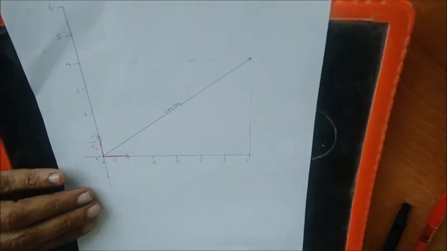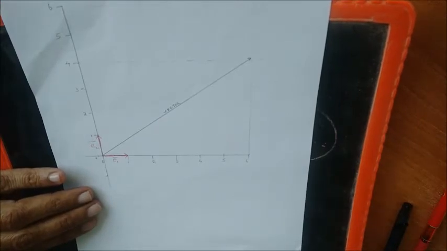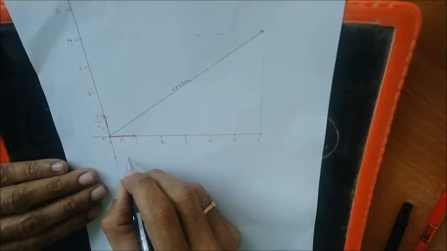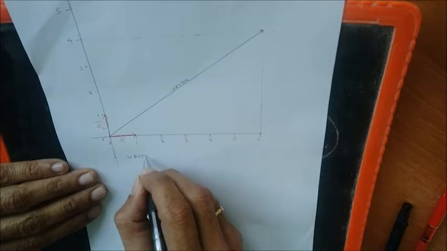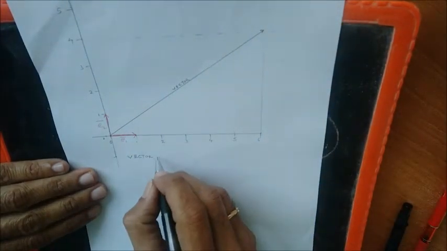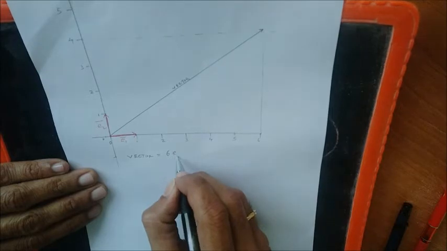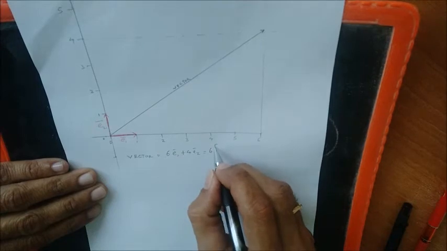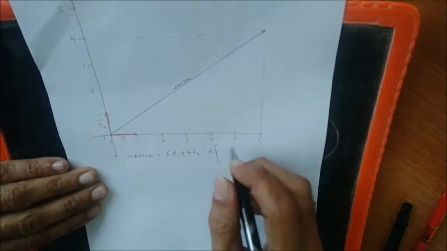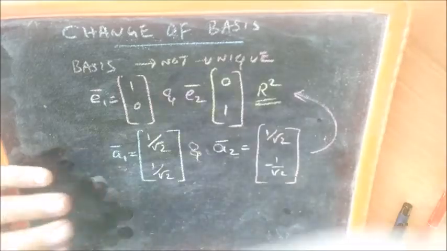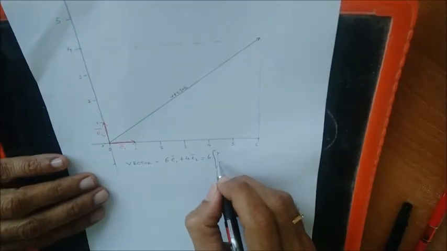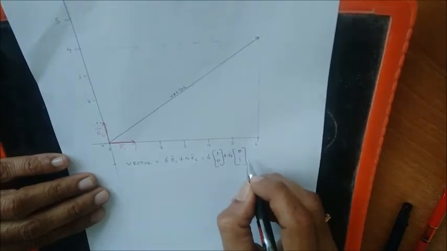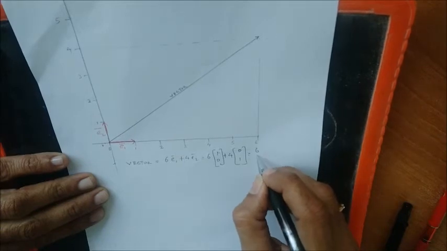So I can write it down here by saying that vector, because I'm calling this just vector, is equal to 6 times E1 plus 4 times E2, that is 6 times E1, and E1, as you know, is 1, 0, plus 4 times E2, which is 0, 1. The result is 6, 4.